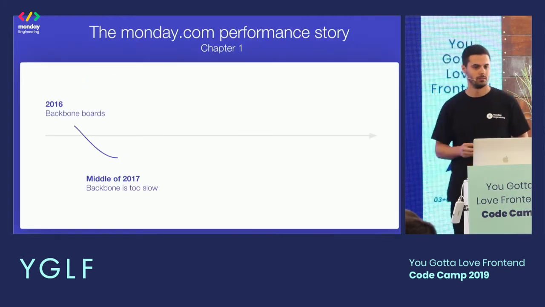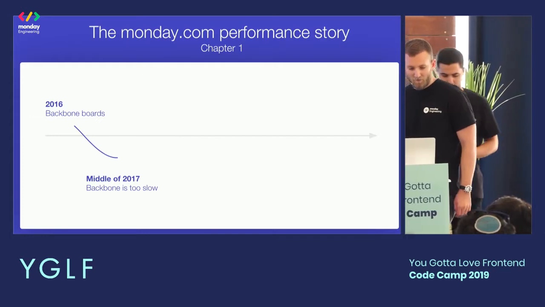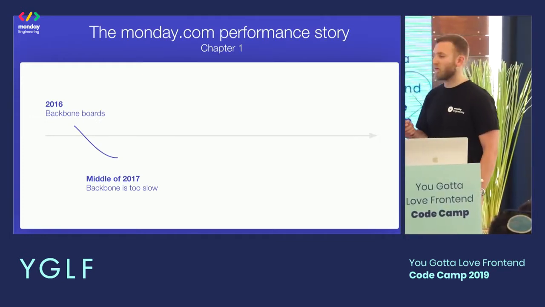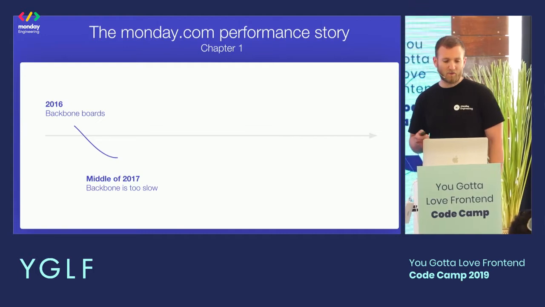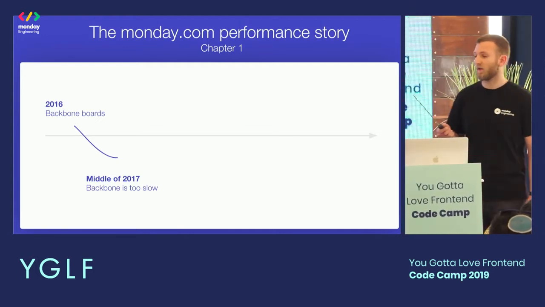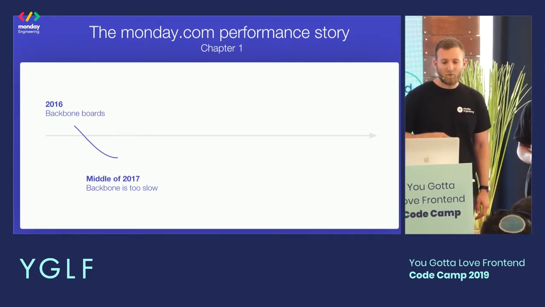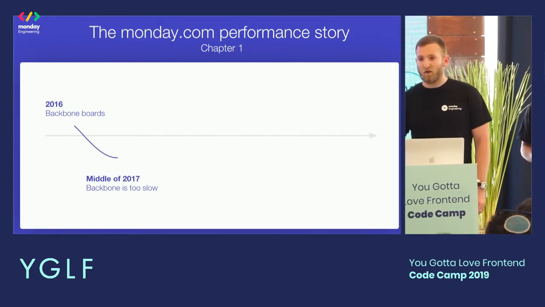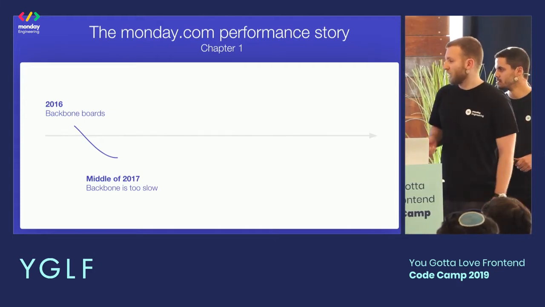So now we want to take you on a little journey, the performance story of monday.com. It started in 2016 when we decided to write the first boards. We decided to write it in Backbone. Backbone is a lightweight library that gives you the ability to modify the DOM and to manage your client side. At the beginning it was great. It had good performance and all was good.